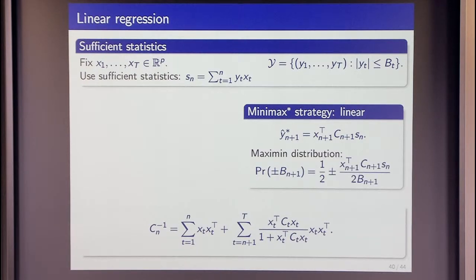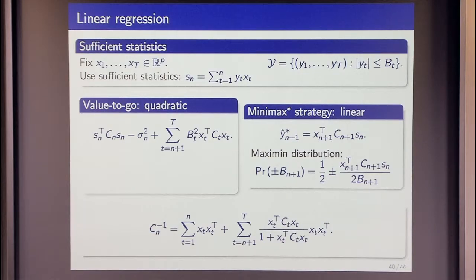And you can compute the maximin distribution as well, which has the same expectation. You can compute the value to go, and it's quadratic in this state. It also includes a second order term involving the sum of the squares. Okay, and there's a little fine print here, right?